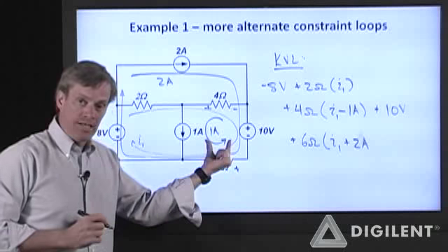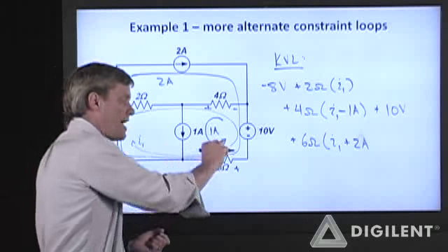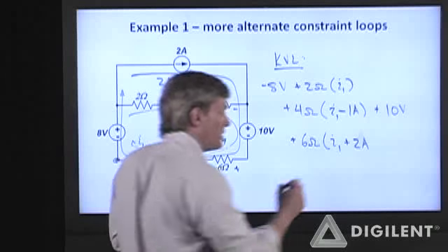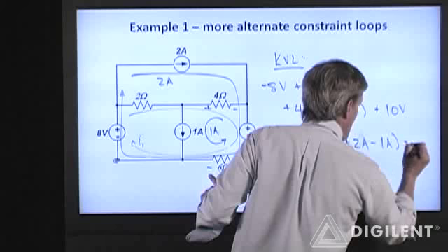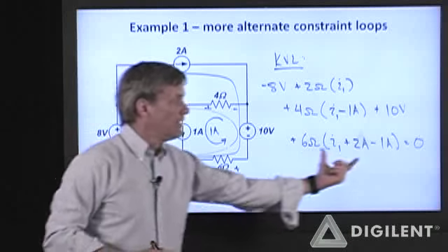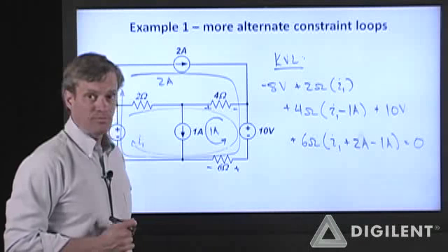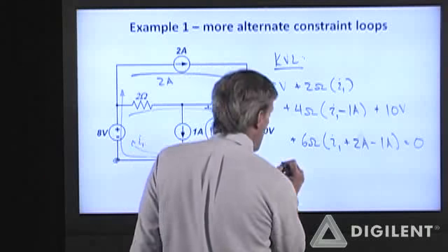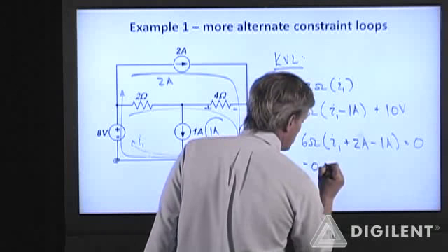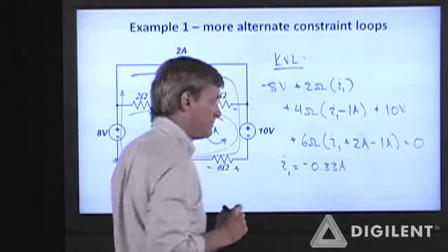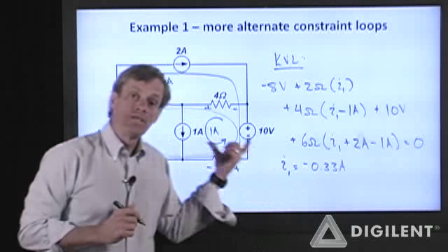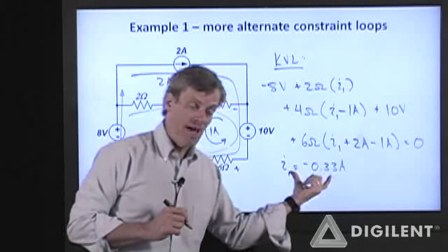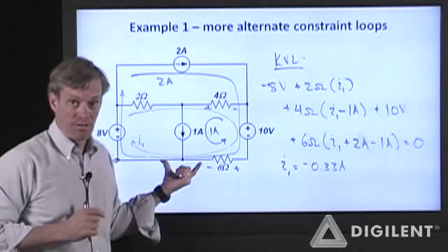And then I have an additional constrained current, 1 amp, which is now going from left to right, which makes it enter the negative voltage terminal, so it is a minus 1 amp. That brings me back to my starting point, so that sums up to 0. Now, if I solve this equation for I1, I get minus 0.33 amps. Okay. Every single one of our choices of constrained loops has given us different values for this mesh current.